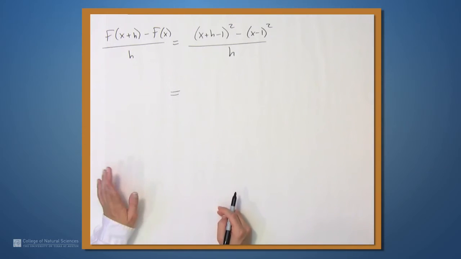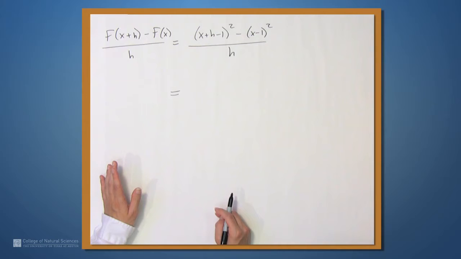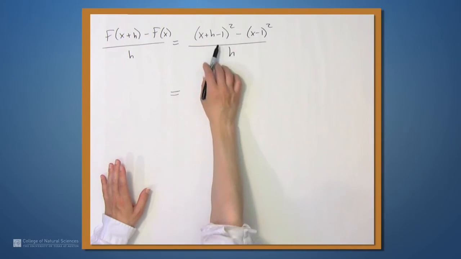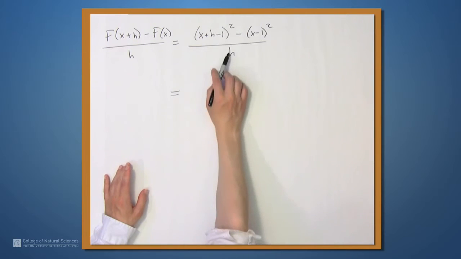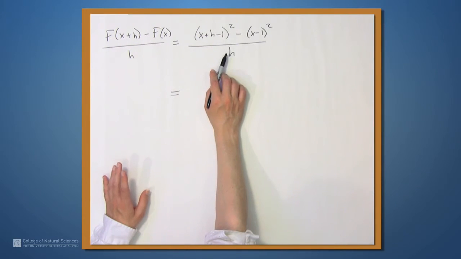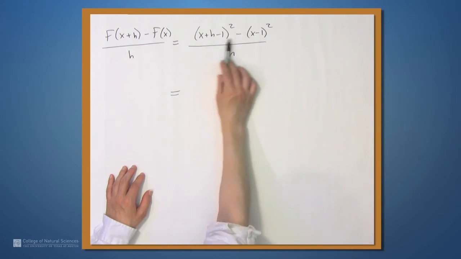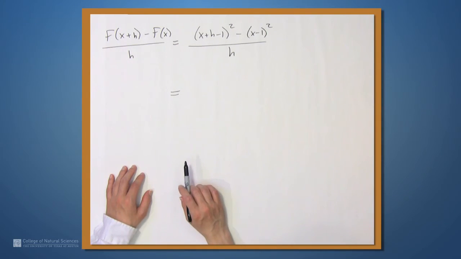So let's pause for a moment. We were asked to find the difference quotient for the given function. We just found it. So why are we going on? What we really want to do is find and simplify the difference quotient. So here's the difference quotient. Now let's simplify.